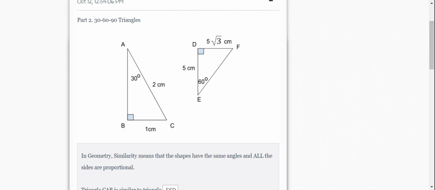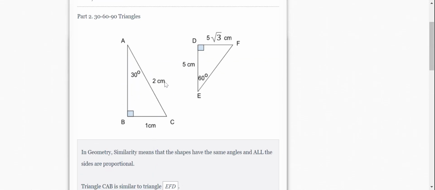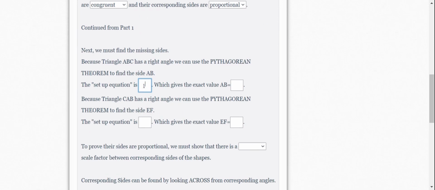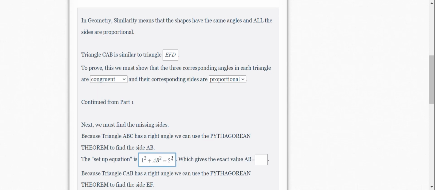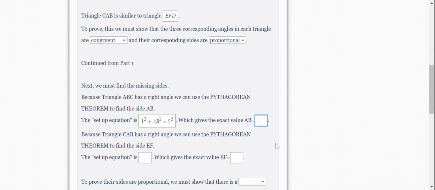Because triangle ABC is a right triangle, we can use the Pythagorean theorem to find the side AB. The setup equation is a squared plus b squared equals c squared. That would be 1 squared plus, and we're calling it AB squared, equals c squared, which was 2 squared. So that value is 1 plus something squared equals 4. 4 minus 1 is 3. We subtract 1 because we're undoing the plus. So the square root of 3 is AB. The square root symbol gives us that, and put the 3 in there.